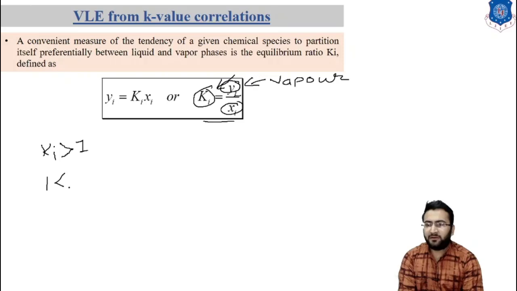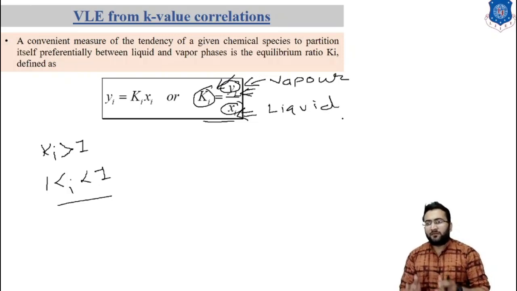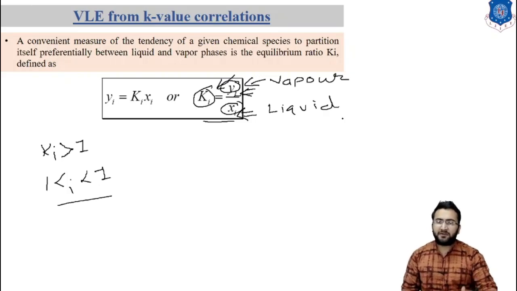Now, if the value of Ki is less than 1, the Xi term is bigger than the Yi term. So if Xi is bigger than Yi, Ki becomes less than 1, and we can say that component i is more in the liquid phase. So if we want to know which component is higher in the liquid phase or vapor phase, these equations are used.